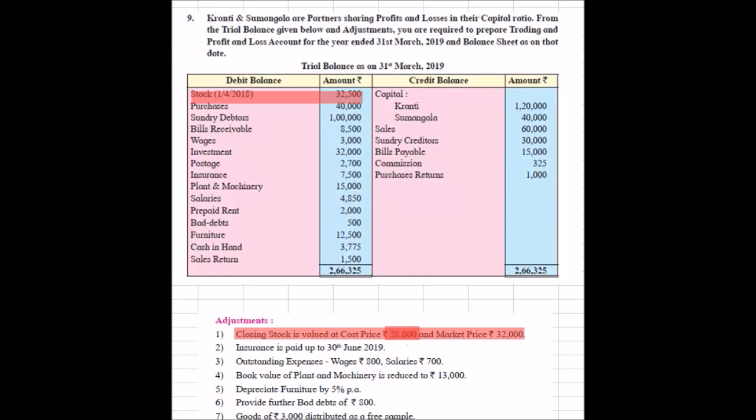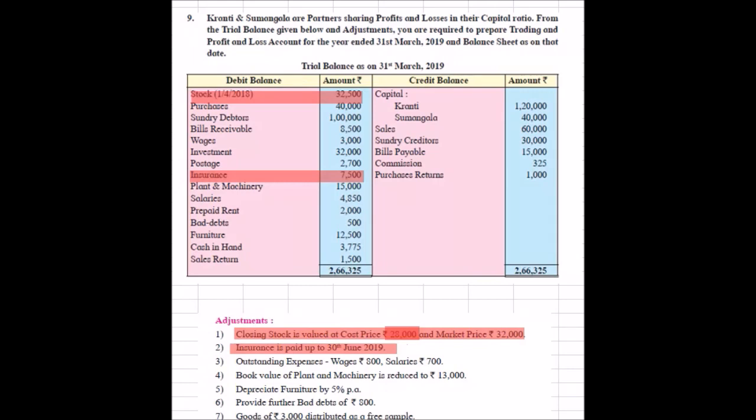Next, the second adjustment: insurance is paid up to 30th June 2019. So we have a hidden adjustment here in the insurance. The insurance amount is 7,500 rupees, and it is paid up to 30th June 2019, while we need to calculate up to 31st March 2019. So we need to make the calculation for this insurance adjustment as 6 divided by 12.